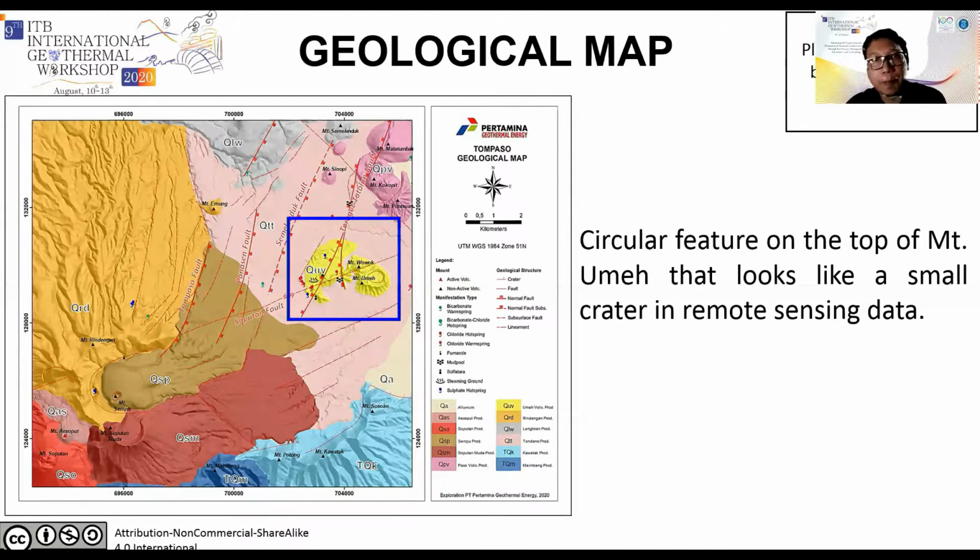and the yellow one is Umeh volcanic complex. Umeh volcanic complex was interpreted as monogenetic volcanism, which rises up among the Tondano explosive product, the pink one. There are several manifestations around the Umeh volcanic complex. We will discuss them later in the next slide.